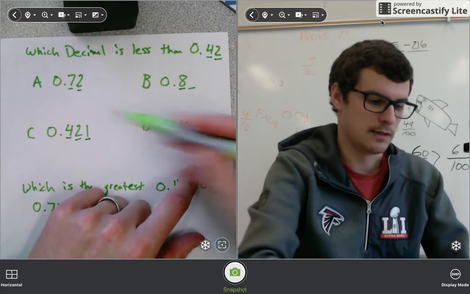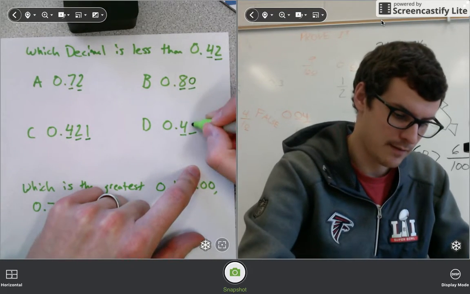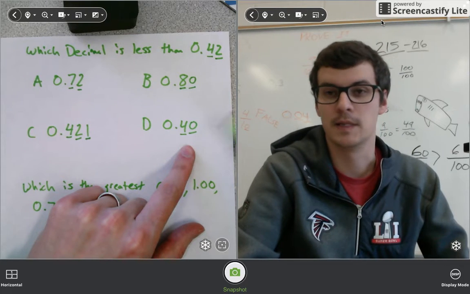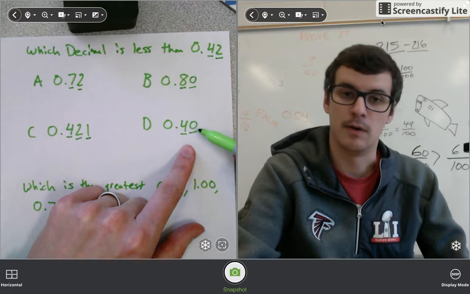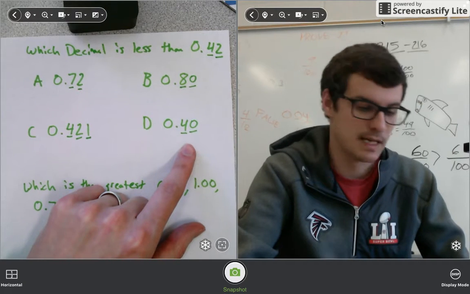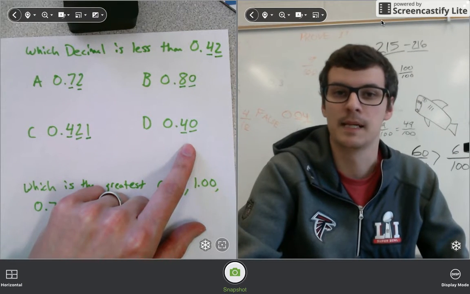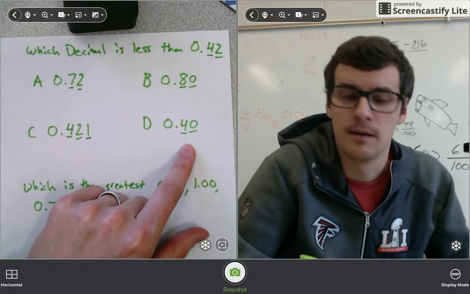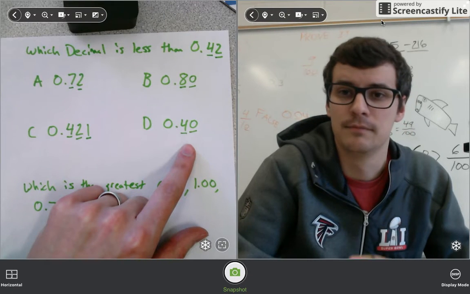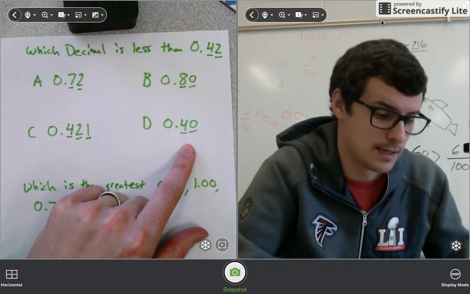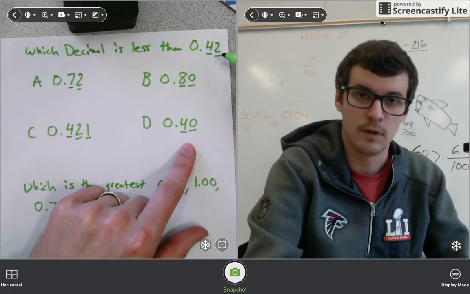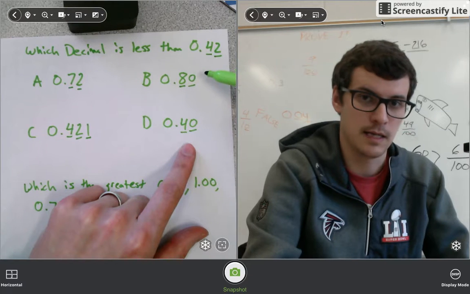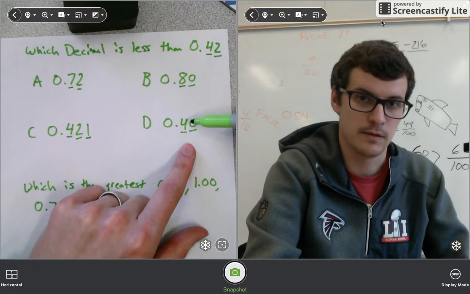So in order to compare to these 3, I'm going to have to put a 0 on the end here. And we've talked about this in class. If I'm putting a 0 on the end of a decimal, I can put as many zeros as I possibly want to, and it does not change the value. That's the most important thing here, is not changing the value. That's our number one priority, is not changing the value. So 42 hundredths, 72 hundredths, 80 hundredths, 40 hundredths.